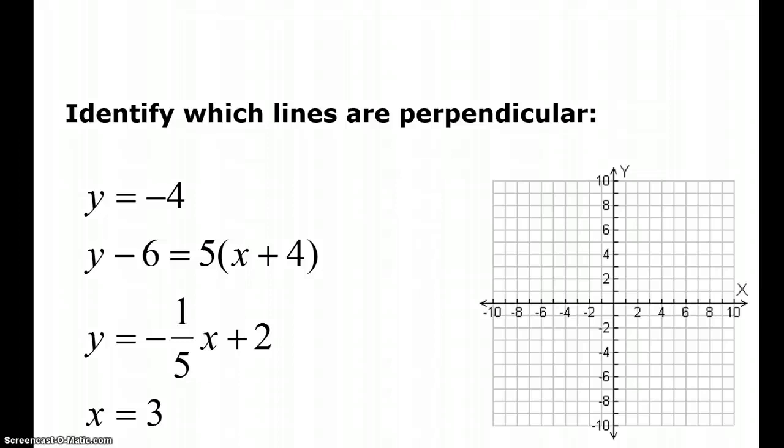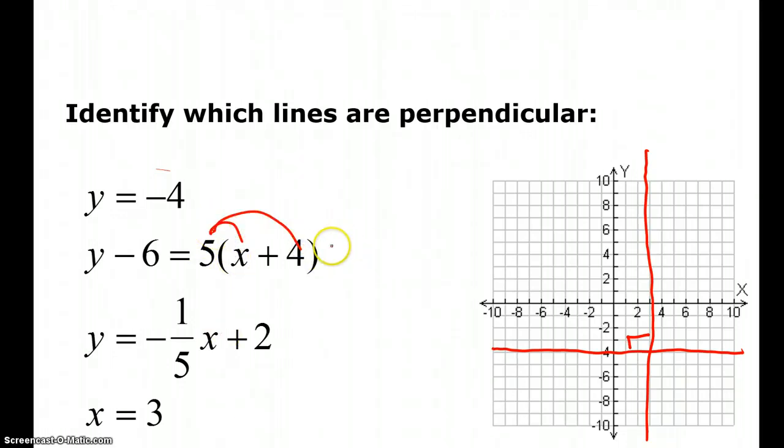We'll try one more. We've got this y equals 1 right here. We can graph that really quick. Y is going to be -4 no matter what, so it's going to be right there. X equals 3. X is going to be 3 no matter what, so that's going to be right here, and we're going to have our perpendicular lines. These two we have to clean up, so let's clean those up.